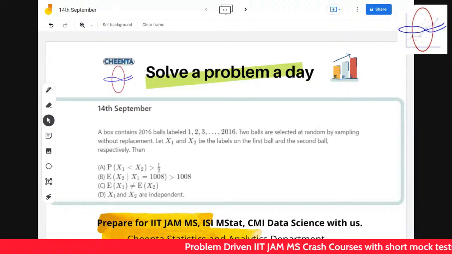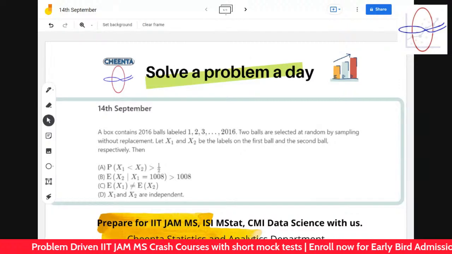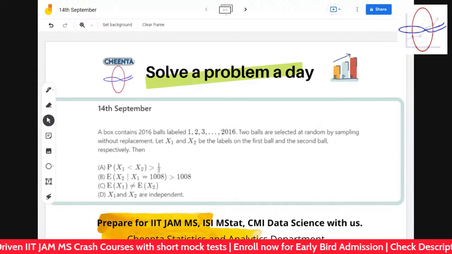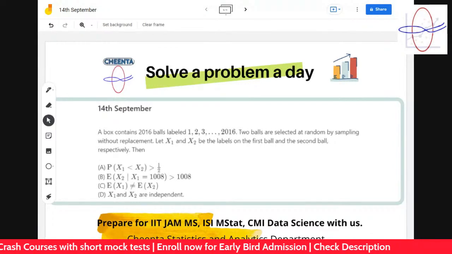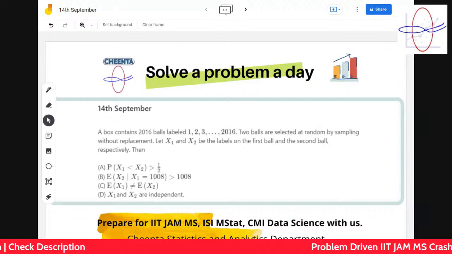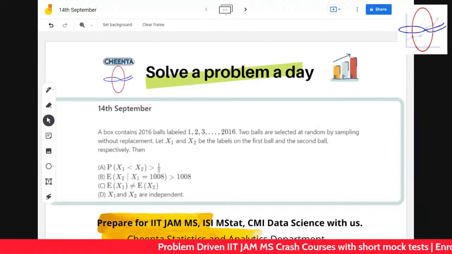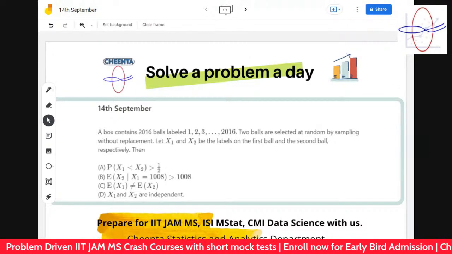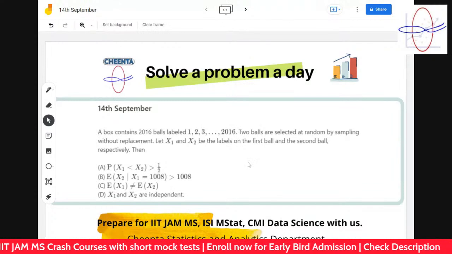So there are 2015 balls, so it's dependent. x2 is dependent upon x1. Whatever you have picked out for x1, x2 depends on it. That means if you have picked x1 equal to 2, then x2 will never take the value 2. So x1 and x2 are not independent, they are dependent upon each other. That's the first criterion of the understanding.